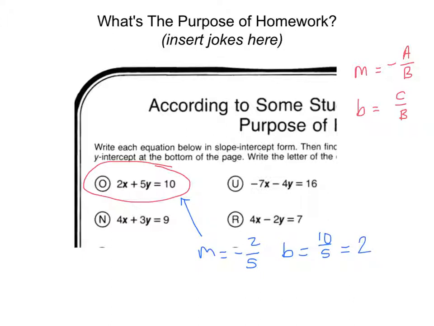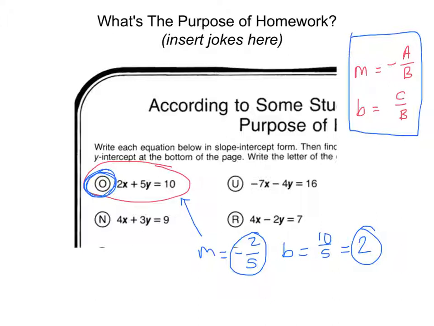So then what I'll do is I'll look for the answer that has a slope of negative 2/5 and a y-intercept of 2, and I'll write the letter O in that box. So don't feel like you have to put all these things in the slope-intercept form. We simply have to find the slope and the y-intercept and then put the letter in the box.